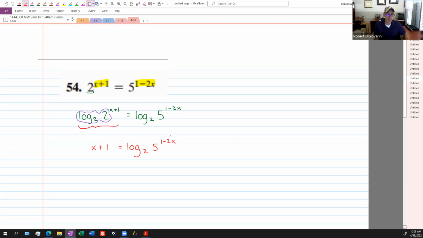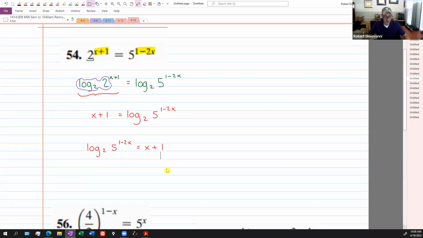It doesn't look like we gained much because that still looks complicated, right? Still looks complicated. However, let me write it backwards and maybe it'll make more sense. All I did was switch the equations so that the right side's the left and the left side's the right. Okay.